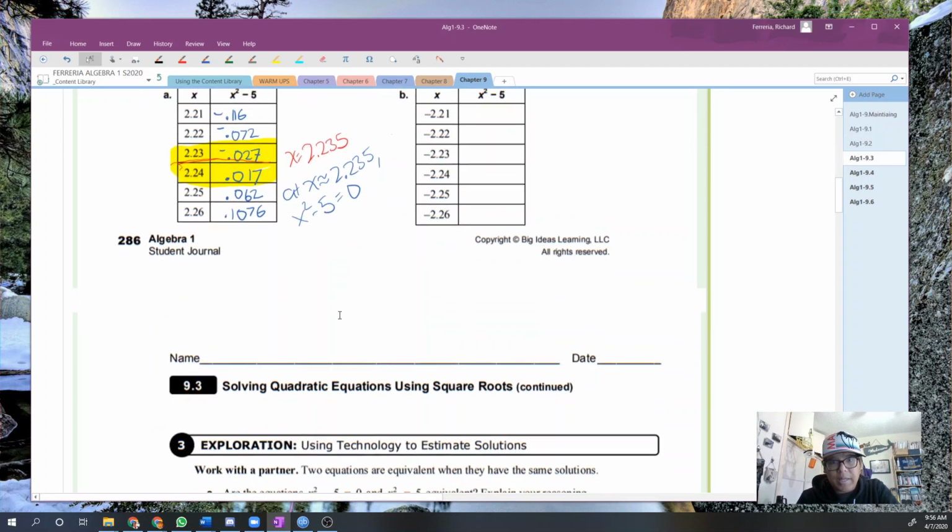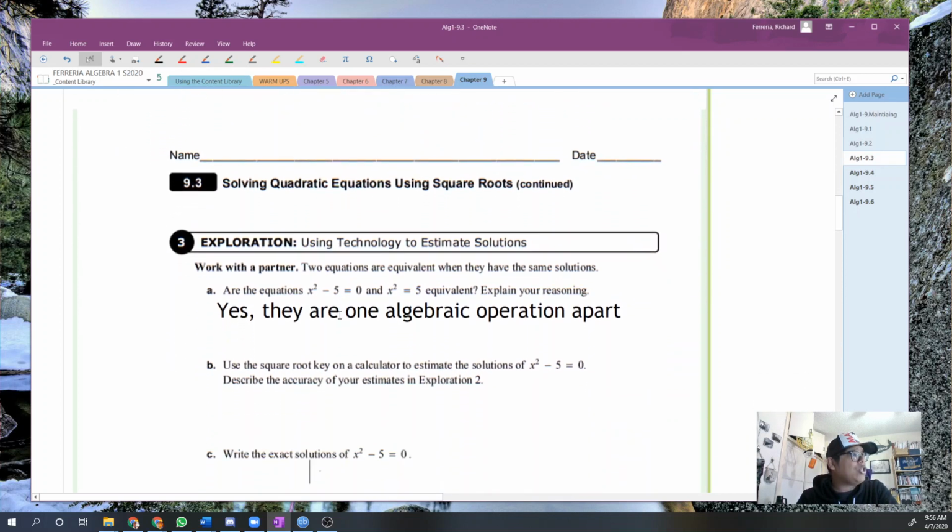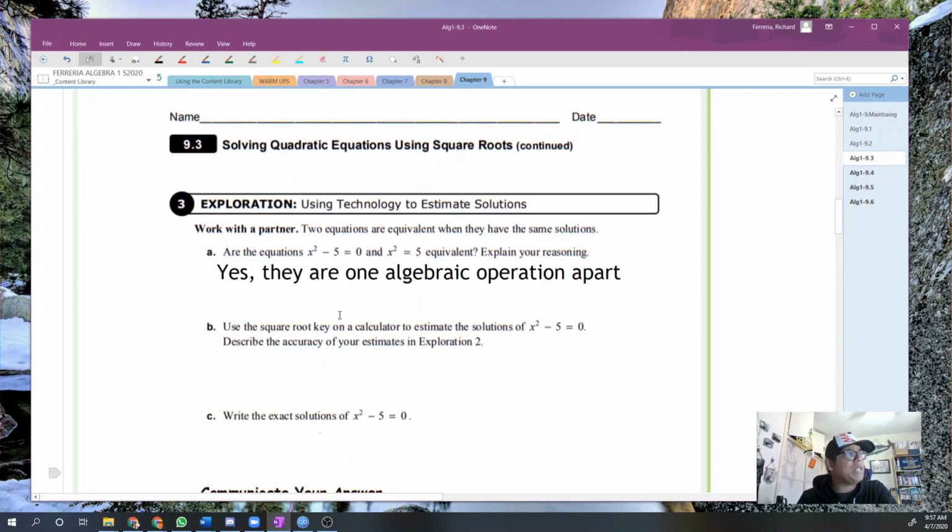All right, and let's see what we have. Are the equations x squared minus 5 equals 0 and x squared equals 5 the same? And the answer is yes. They are just one algebraic operation apart. Notice if you take this first one right here and you add 5 to both sides, you get this second equation here. So that's what we mean by saying they're one algebraic operation apart.